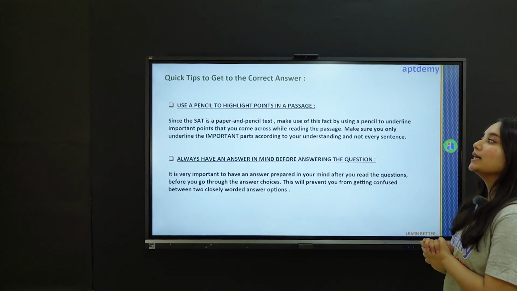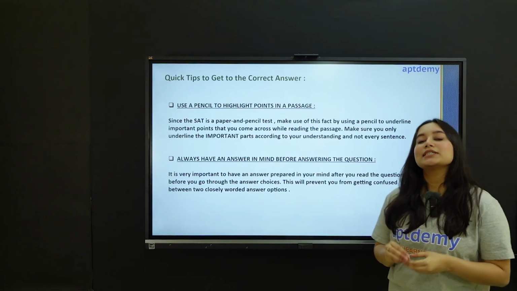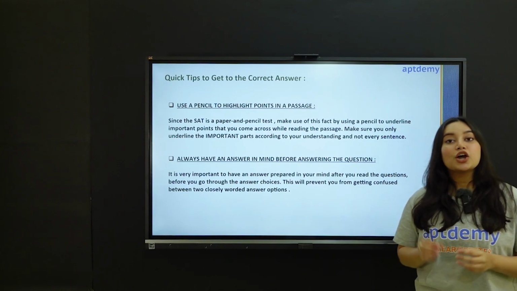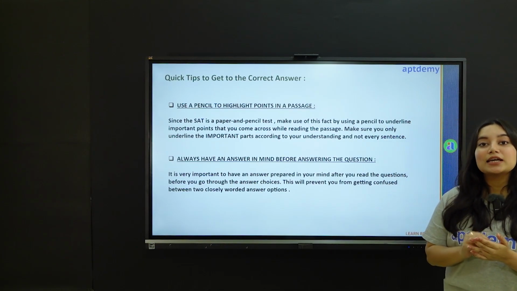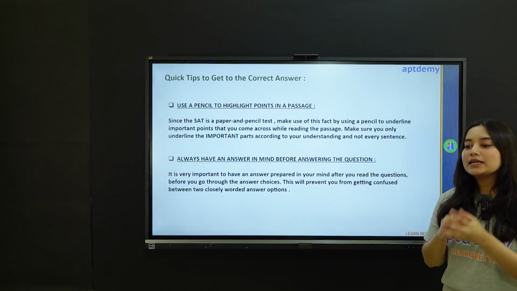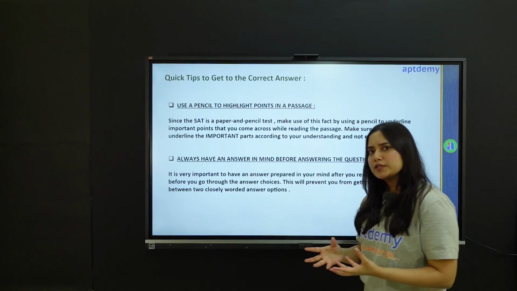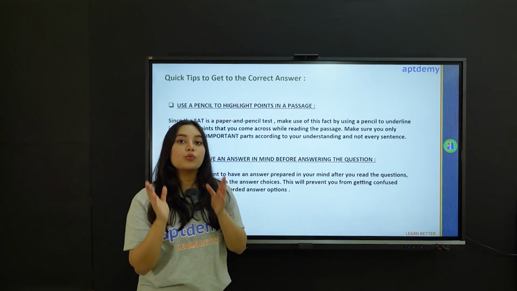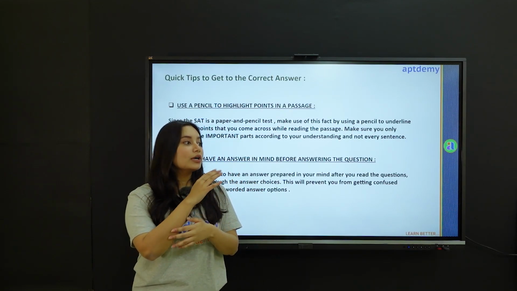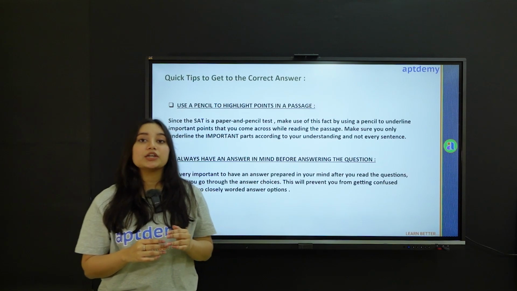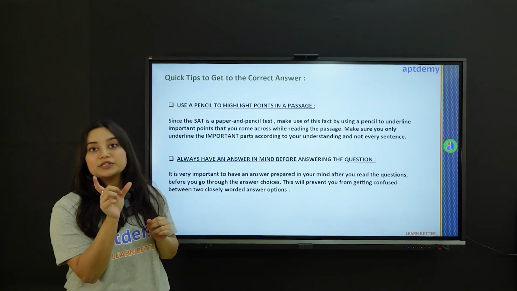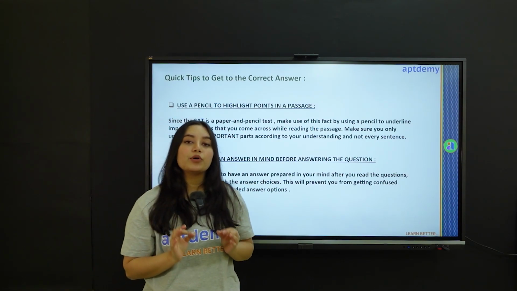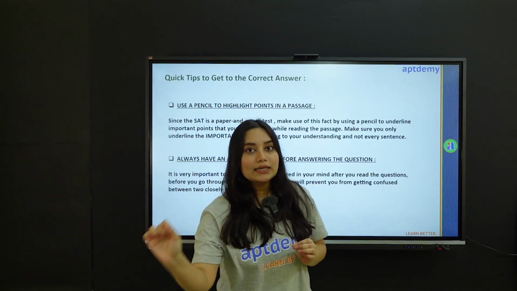Use a pencil to highlight points in a passage. As we know, the SAT is a pencil and paper test, right? Use that pencil. Whenever you see an important point or a line reference in italics, always underline it so that after reading you know where that line is, and you do not have to reread the entire passage to find where that particular piece of information is. Whatever is important for you, underline it.